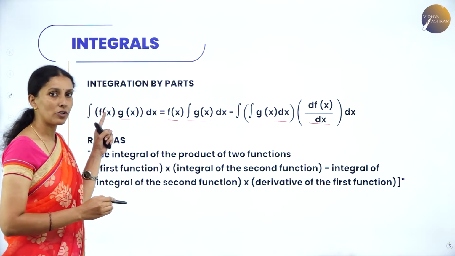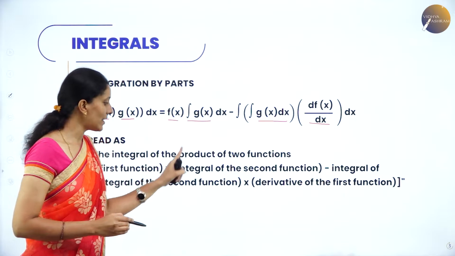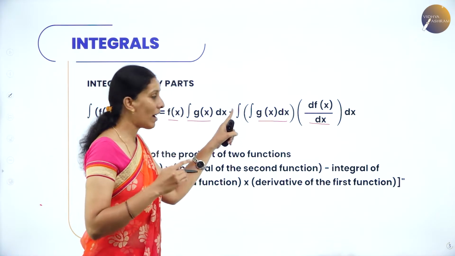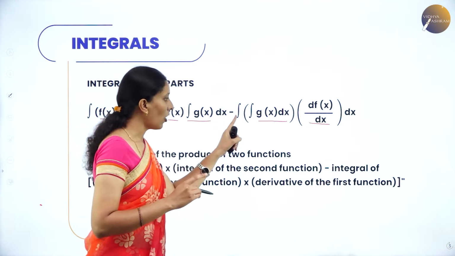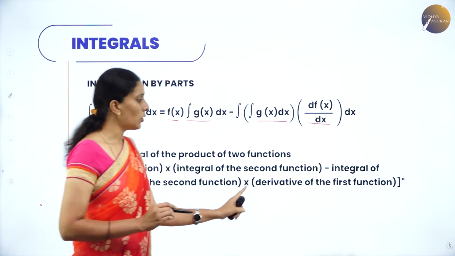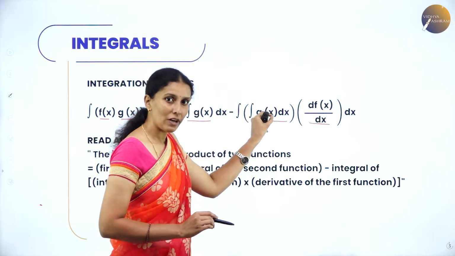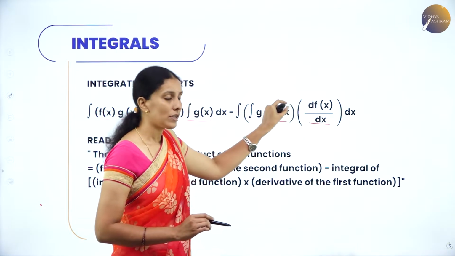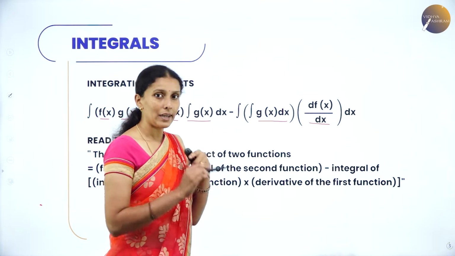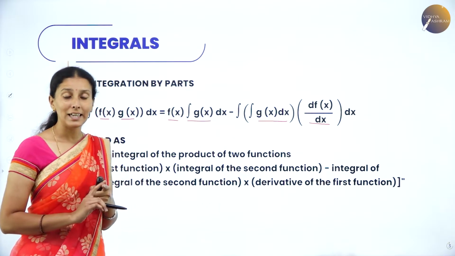Whatever the first function is, you write it as it is. Along with the first function, you integrate only the second function. Then minus integral of, so you have double integrals here. Integral of, again, second function into derivative of the first function. After integrating the second function, you will get a value. After differentiating the first function, you will get a value. So again, one more time, you are going to integrate it outside with respect to x. So this is the rule which is called integration by parts.